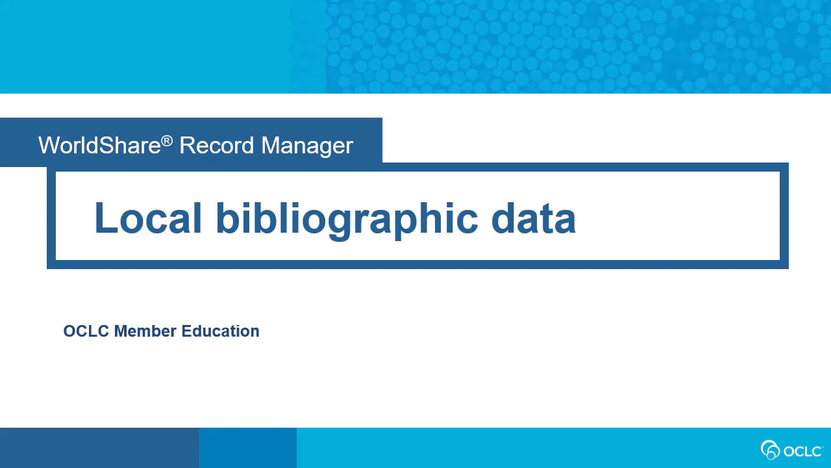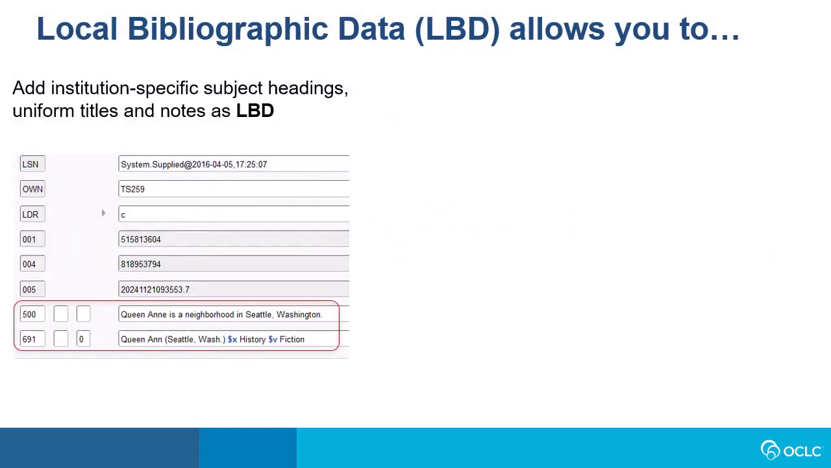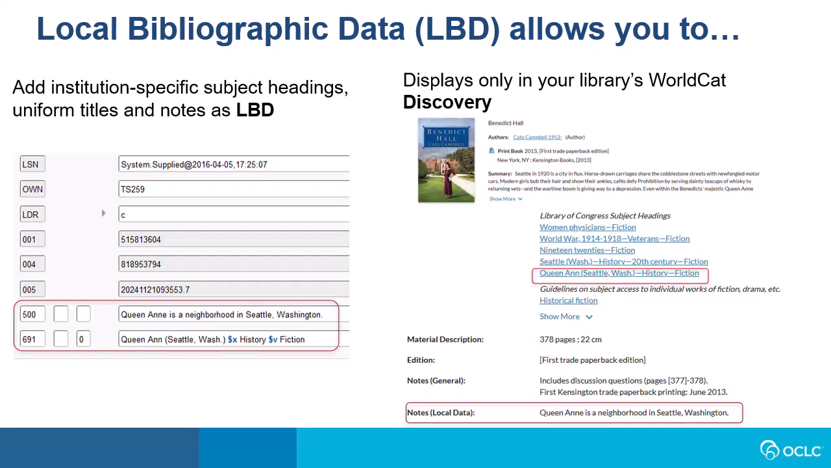Hi everyone. This video explains the purpose of local bibliographic data, or LBD, and how to create and edit it using WorldShare Record Manager. Local bibliographic data allows you to add institution-specific subject headings, uniform titles, and notes to WorldCat records, and view this information in WorldCat Discovery at your institution's custom web address.